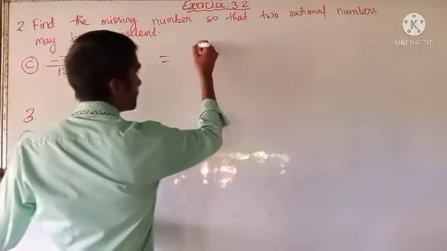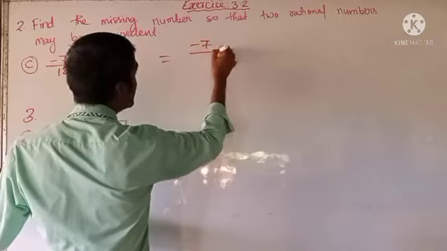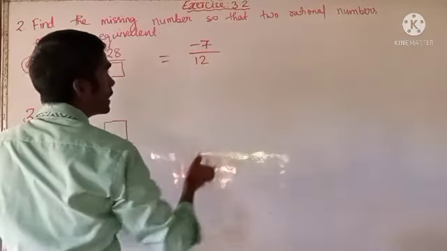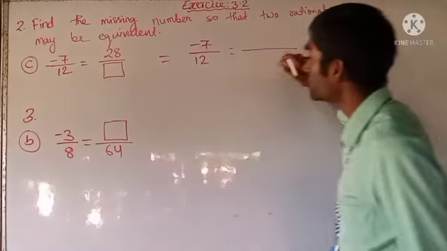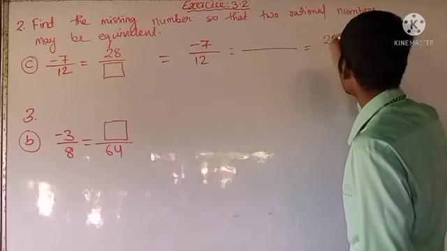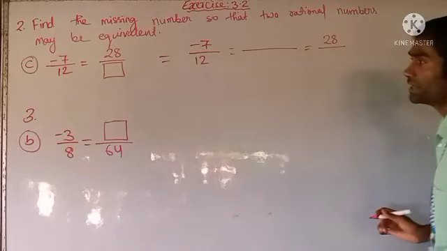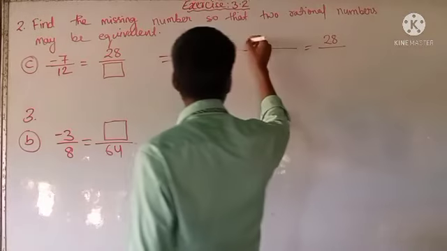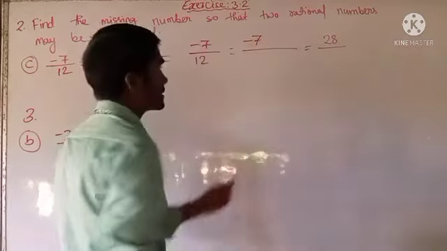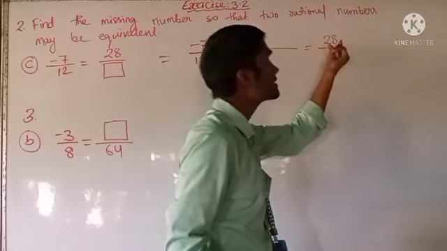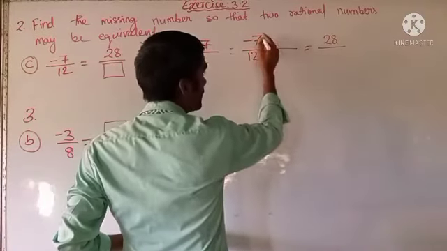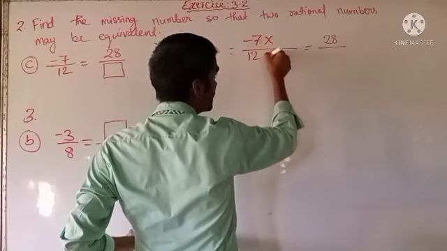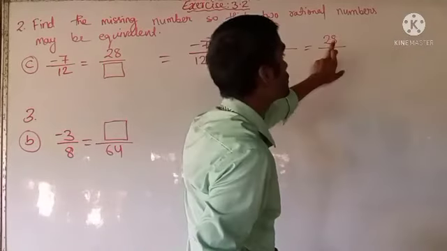So here, minus 7 by 12. What we will do here in order to get 28 in the numerator place: that means minus 7, since it is smaller than 28, so we'll have to multiply here. So now minus 7 by 12, by what number will we multiply in order to get this 28?